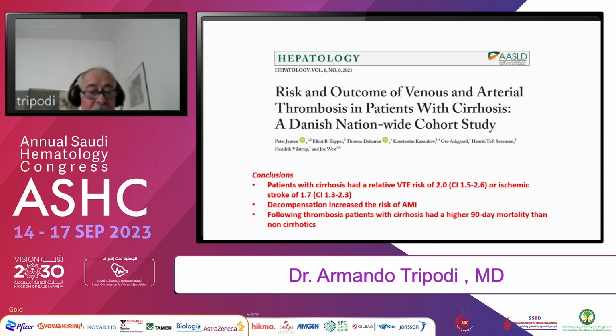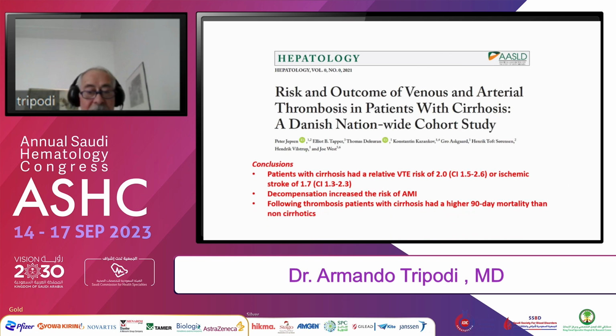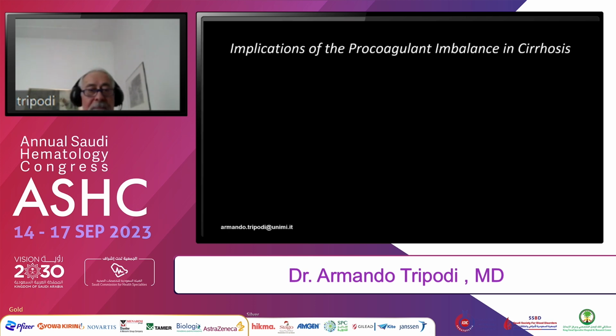Essentially, the authors found that the relative risk of venous thromboembolism in these patients is nearly 2, as you can see here, with a relatively tight confidence interval. And they also found that decompensation increased the risk of acute myocardial infarction. And finally, following thrombosis, patients with cirrhosis seem to have a higher 90-day mortality than non-cirrhotic patients.